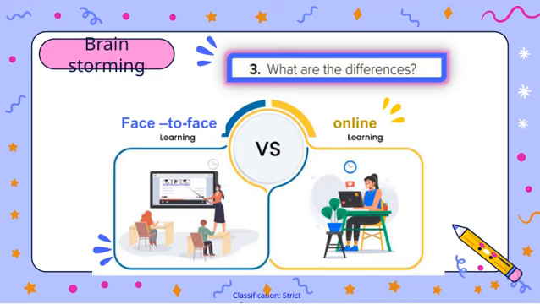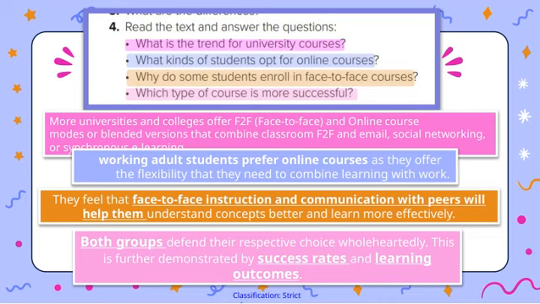Many universities and colleges are now offering a variety of course modes to meet different student needs. You see, some are purely face-to-face, traditional classroom settings, while others are entirely online. And then there's a growing trend of blended courses, which combine both methods. These often include classroom sessions alongside digital components like email, social networking, or real-time e-learning.